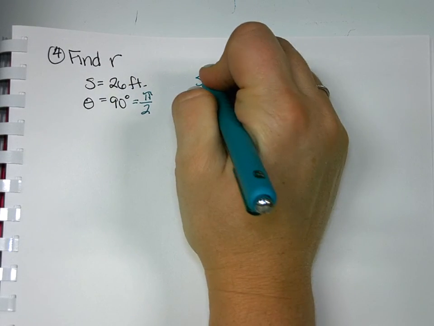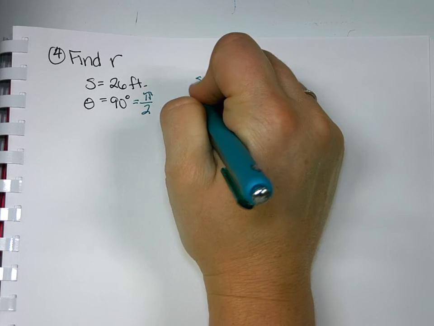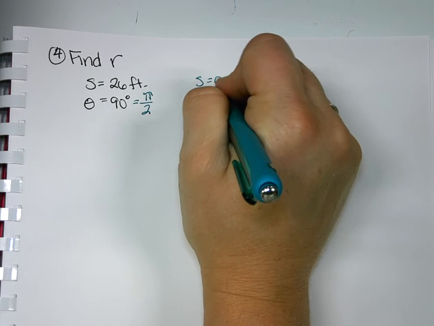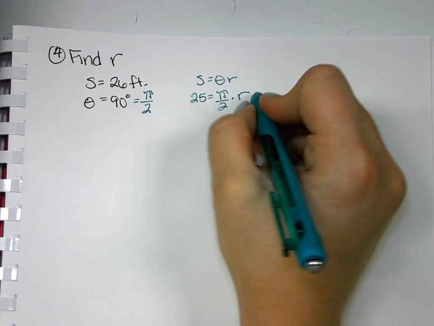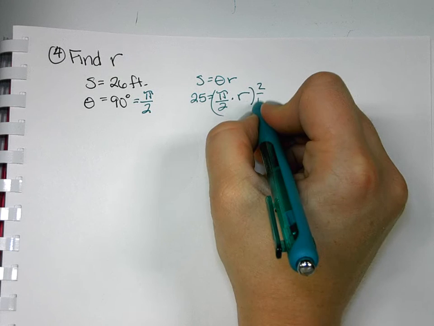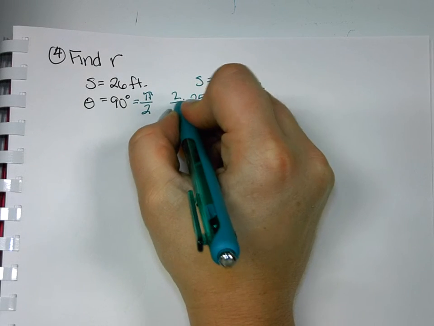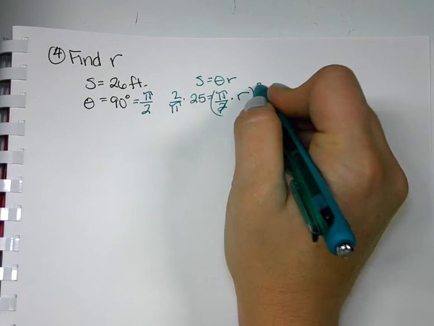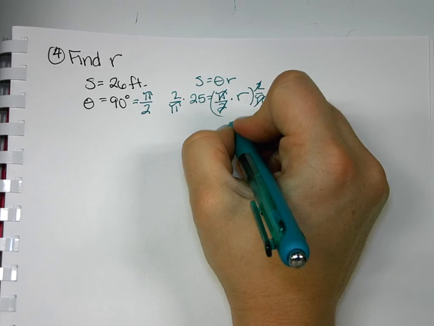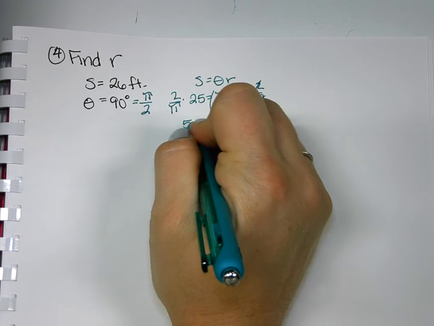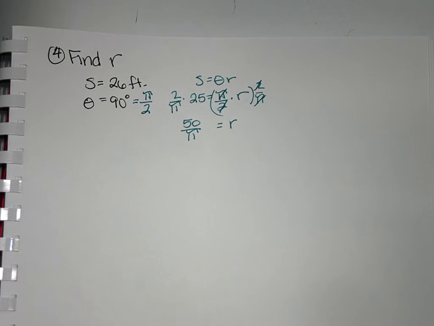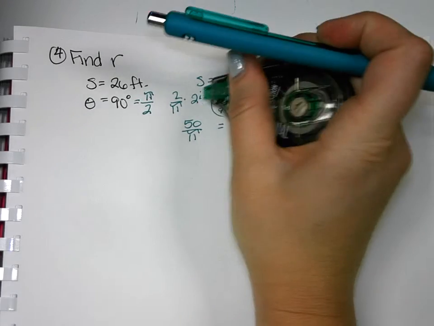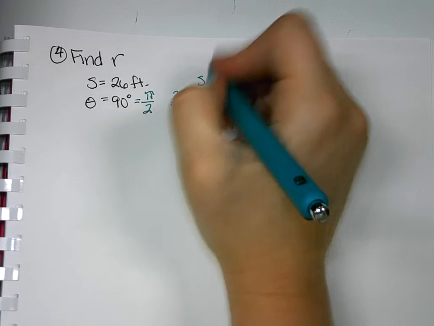So when I do my SOAR formula, I'll have 26 equals pi over 2 times r. So then when I multiply, I'll multiply both sides by 2 over pi. So that way I can cancel, cancel, cancel, cancel. I'm left only with r, and I get 50 over pi. Why did I change it to 25? That should be a 26. Sorry, I don't know why I did that. 26, so 52.